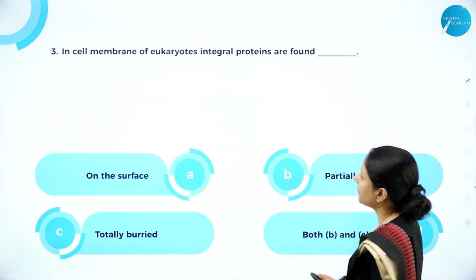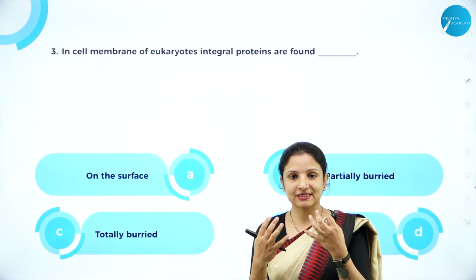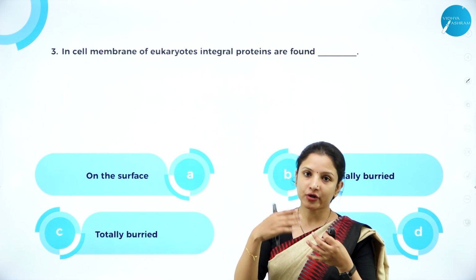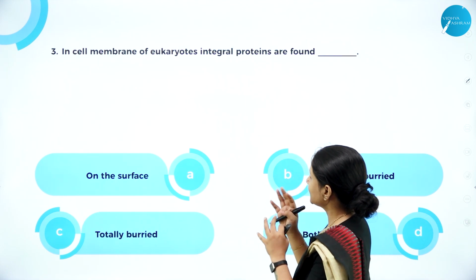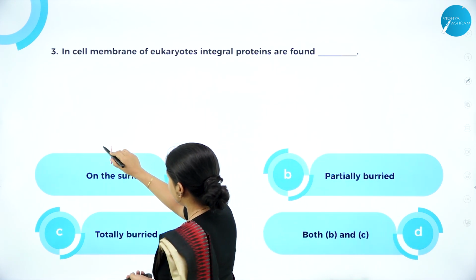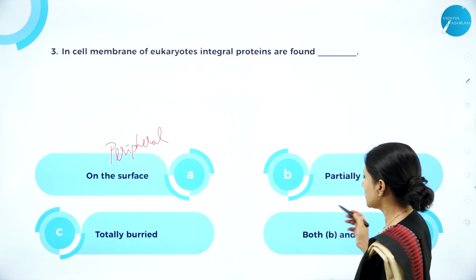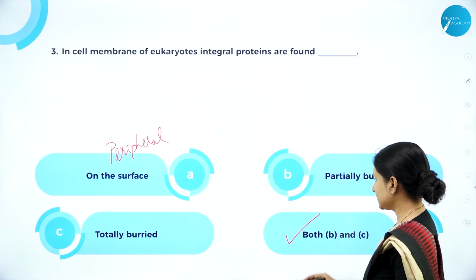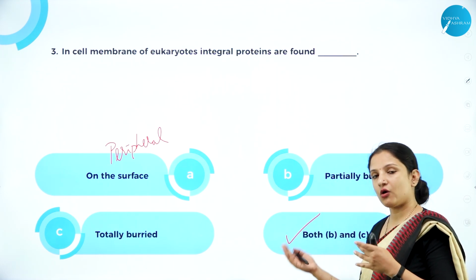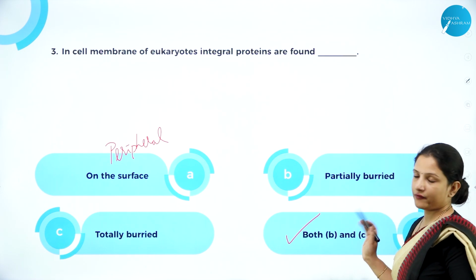Next question. In the cell membrane of eukaryotes, integral proteins are found in. What are integral proteins? The name itself says integral, in between. They are embedded or buried partially or completely within the phospholipid bilayer. On the surface, no. Actually, peripheral proteins are present on the surface. Partially buried, totally buried. Both B and C are right, because integral proteins can be partially buried or totally buried. Therefore, we choose option D.